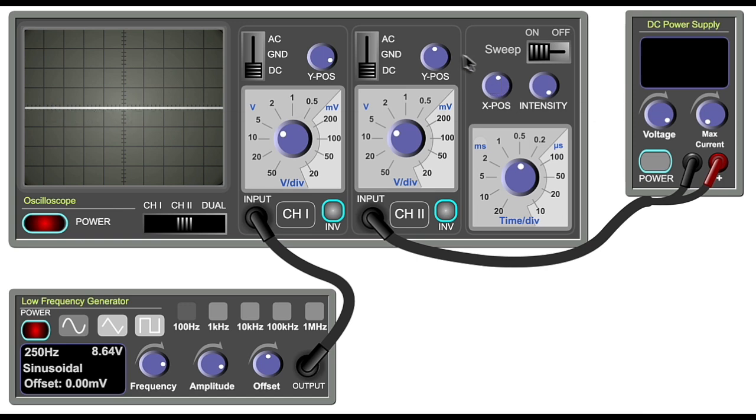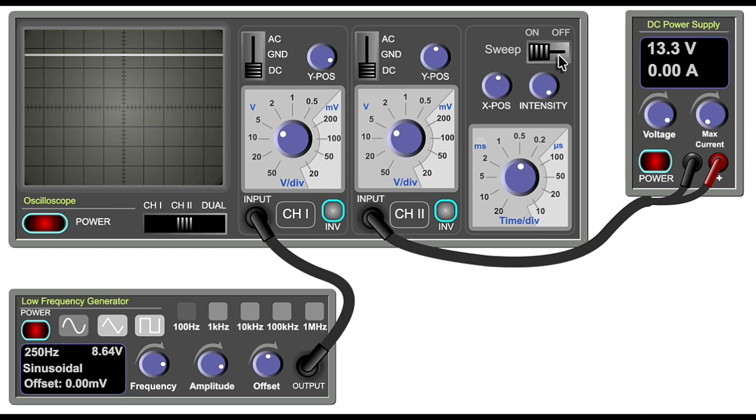If it's not at 0, we would need to use the Y position on channel 2 to adjust so that it is at 0. Let's turn the power supply on, and you can see we've set a voltage of 13.3 volts. Our line is now higher up the graph. Because this is a DC signal, it doesn't change over time, so it's a continuous flat line.